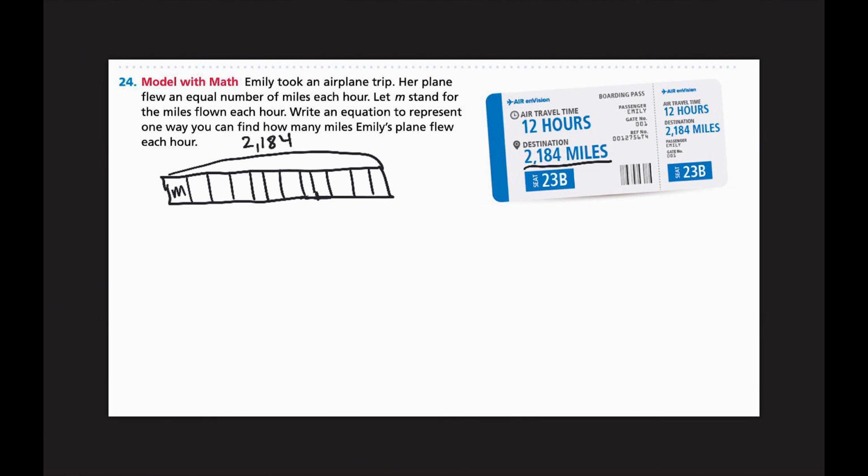So just like before, we can see that we have that overarching total. So it's going to be a multiplication equation. So we see I have 2,184 equals, and then I'm going to look inside the tape diagram to tell me what I'm writing. I have 12M. So then you would say, find your variable. It's being multiplied, so do the opposite. Find your solution.